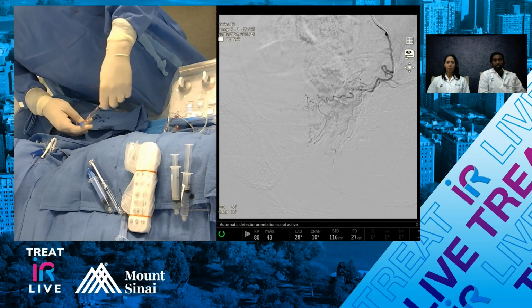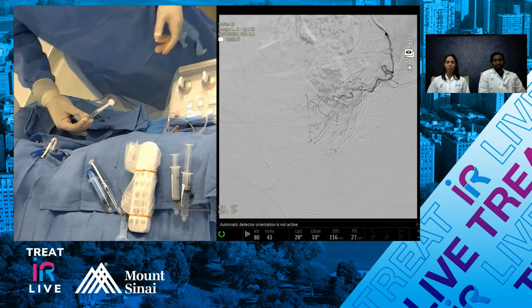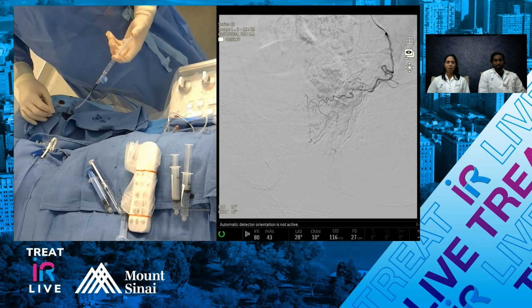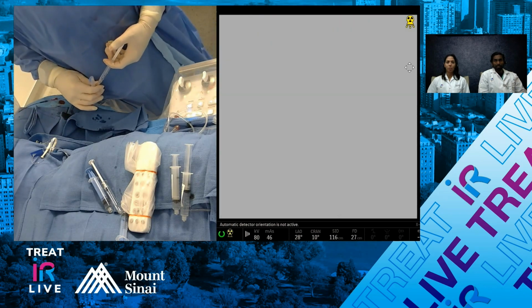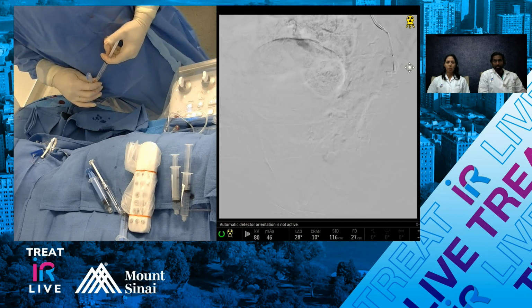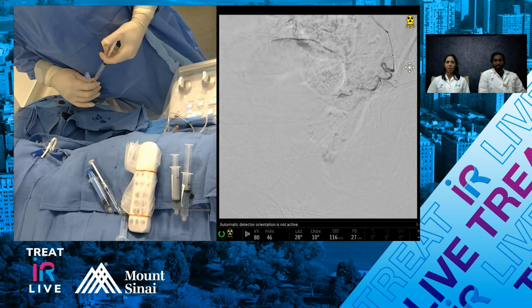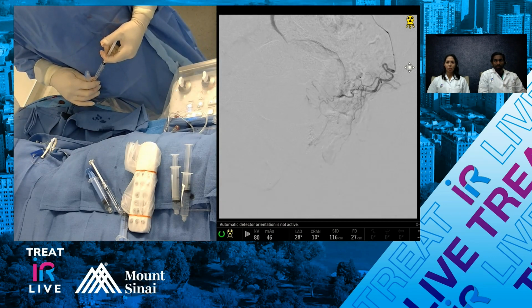And just talk about the in-office discussion. You mentioned a lot of alternative treatments that patients may be asking about. How do you counsel your patients in the office?